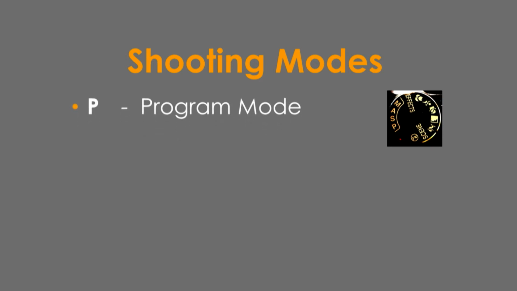You have the symbol P. P stands for the program mode. Here the camera is programmed to set the aperture and the shutter speed depending on light available, and it will be accurate, always right. You only have to set the ISO. Rest of the things the camera would take care.